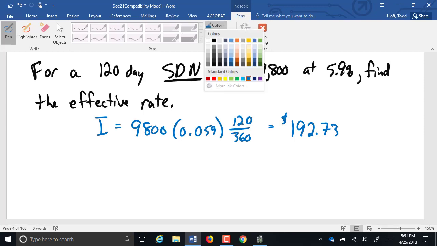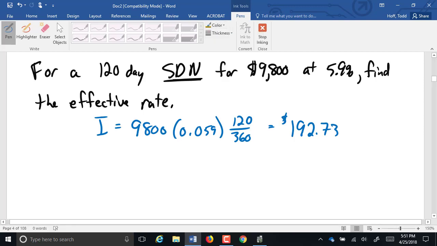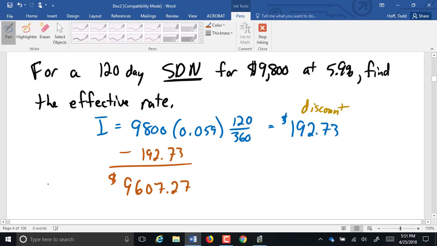So what that means is the proceeds, that's the discount. The proceeds are found after you subtract that from the principal. So 9,800 minus 192.73 is $9,607.27. That is our proceeds.